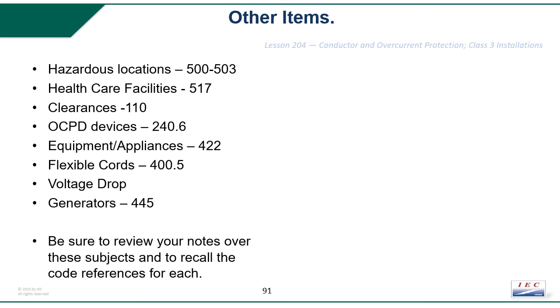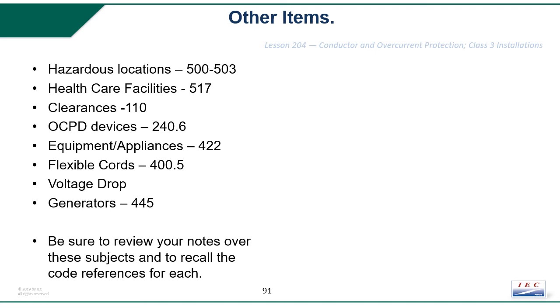Now, there are some other items on your exam that you'll run into. I want to give you these code references to look up and study from, because you'll see random questions throughout the exam based off these code areas. Hazardous locations, Articles 500 through 503. Remember your different types of hazardous locations. What's a Class 1, Class 2, Class 3? Healthcare facilities found in Article 517.